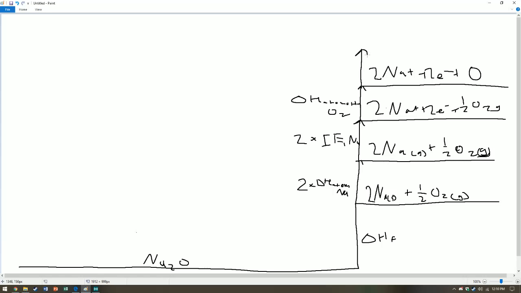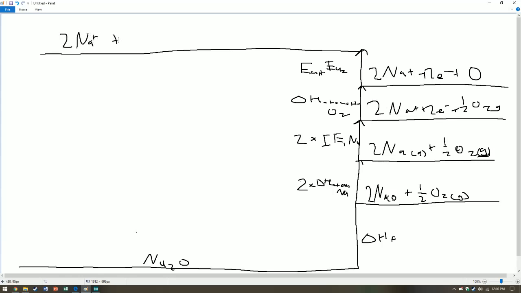And then lastly, we have, well, this is technically EA1 plus electron affinity 2 to form Na2O, 2 Na plus O2 minus. Note that each step of this ladder is only going one rung at a time. So first we decompose it into the delta H formation, then we atomize Na, then we ionize Na, then we atomize oxygen, and then we do the electron transfer.